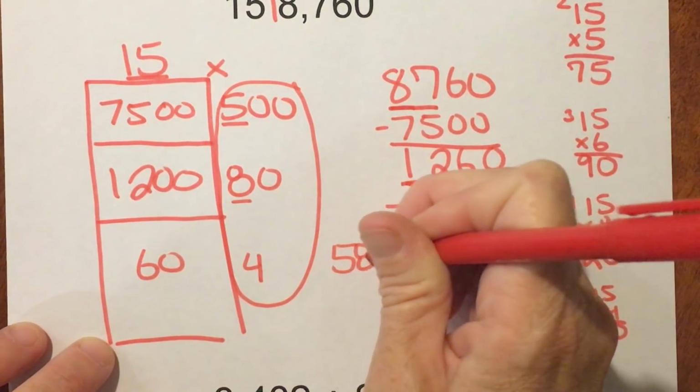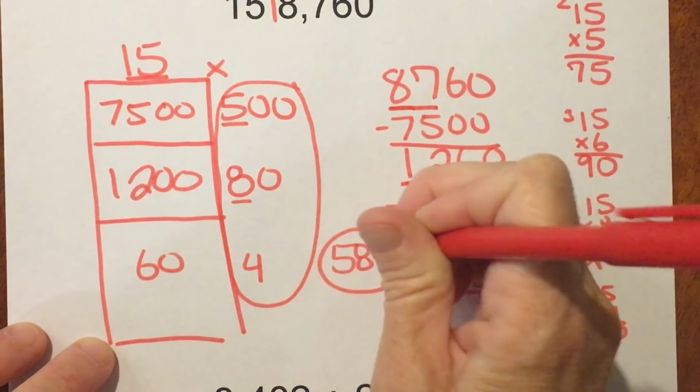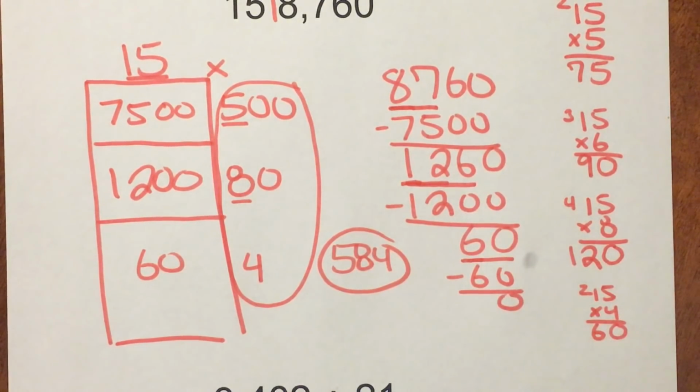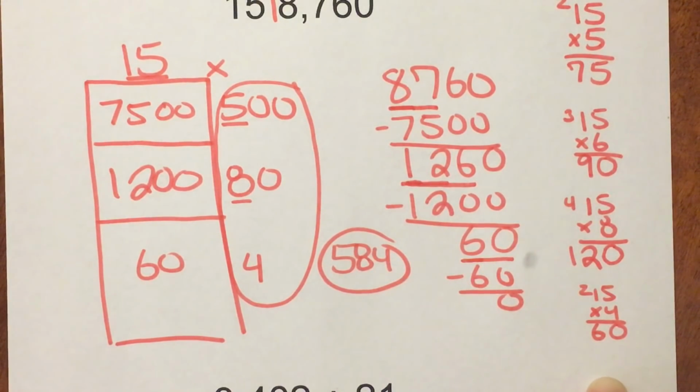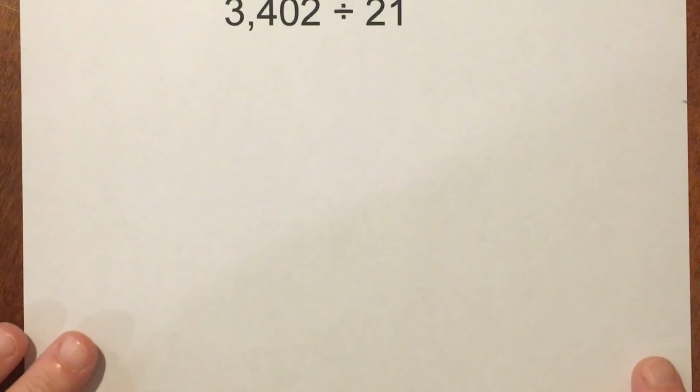584 is my answer. Okay, so notice my steps were all the same. The only difference was you needed to do a lot of side work because you don't have basic facts to help you. Okay, so let's try another one.